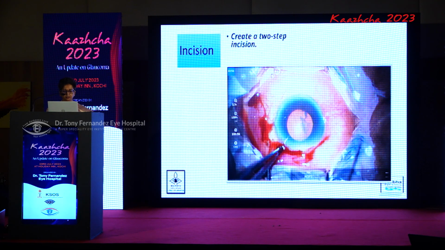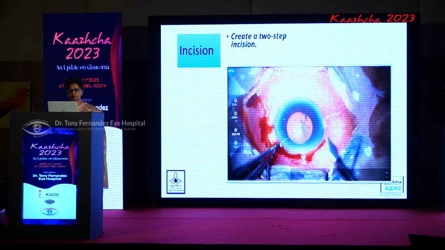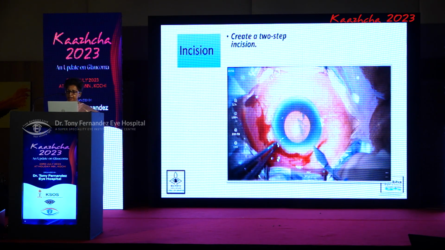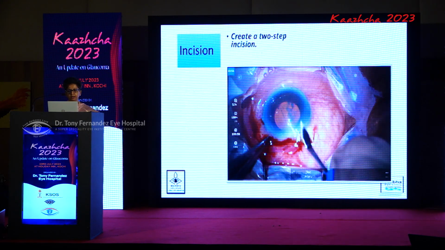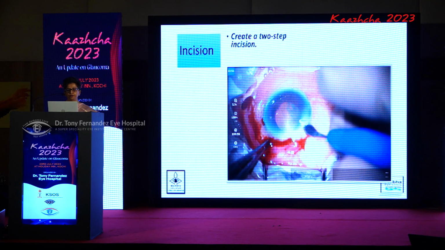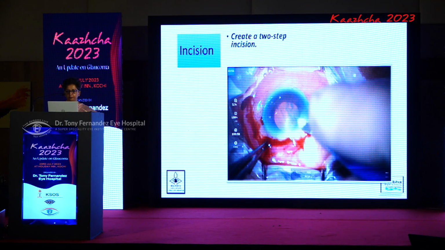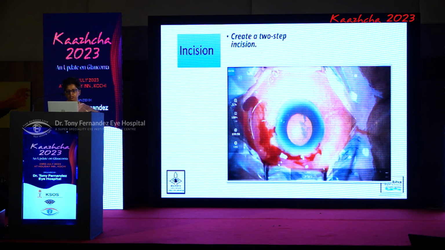So the surgery should be meticulous starting from the incision because the iris is so close to the peripheral cornea. A proper two-step incision is very important. If your incision is not the proper two-step one, iris will prolapse. So that was the way to make the corneal incision.